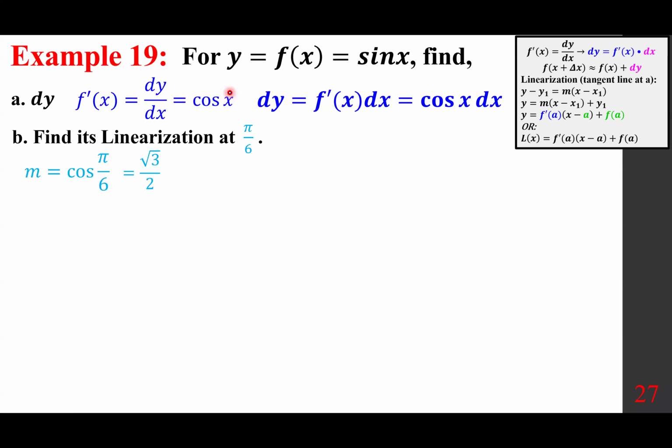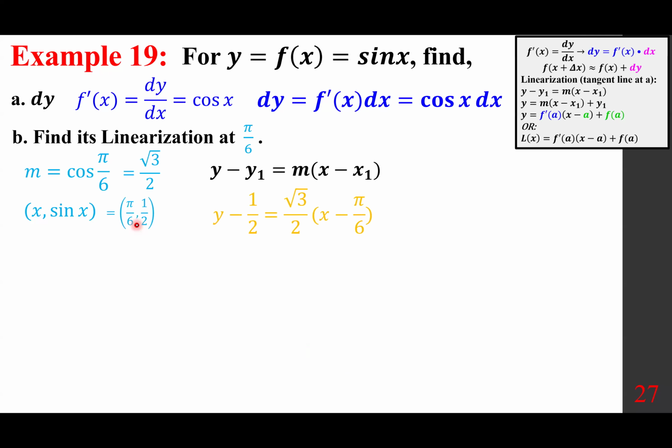So that's the slope. Now, what about the pair, pi over 6 and put it in here? What is sine of pi over 6? 1/2. So x is pi over 6. Sine of pi over 6 is 1/2. So y minus y1 equals m times x minus x1. That means y minus 1/2 equals square root of 3 over 2 times x minus pi over 6. So this is square root of 3 over 2 times x minus square root of 3 times pi over 12.